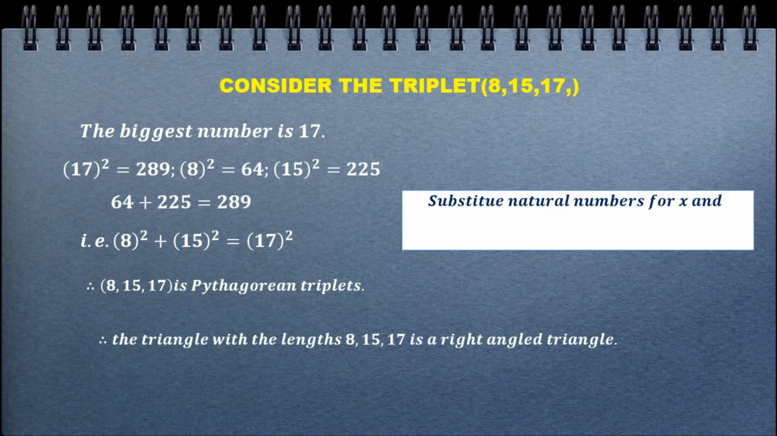Substitute natural numbers for x and y, x is greater than y, in x square minus y square, 2xy and x square plus y square to get Pythagorean triplets.